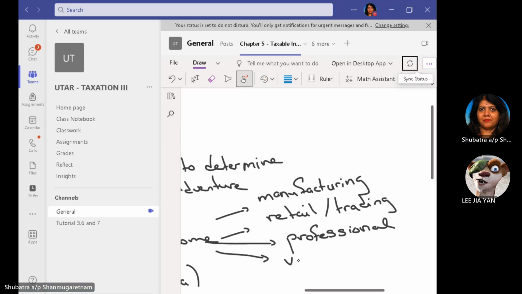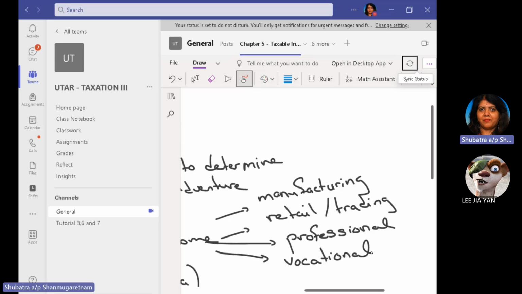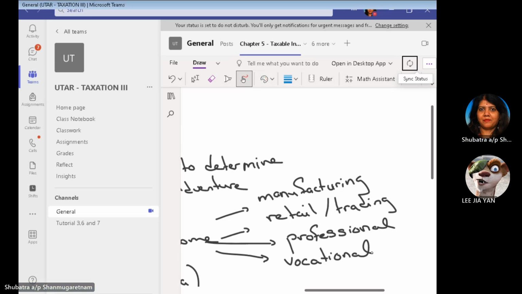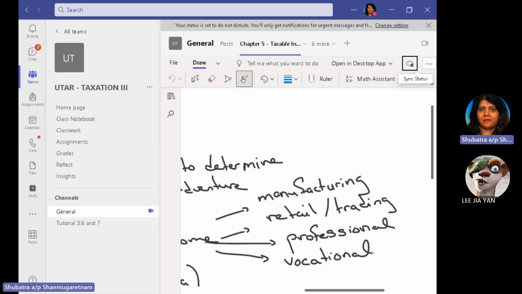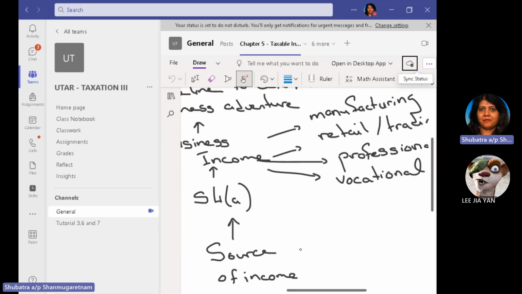Vocational. A lot of people in Malaysia do tailoring, tuition. They say, I'm not doing a business. They are. It's under vocational. All right? So when you're talking about section 4A, anything like this falls under 4A.